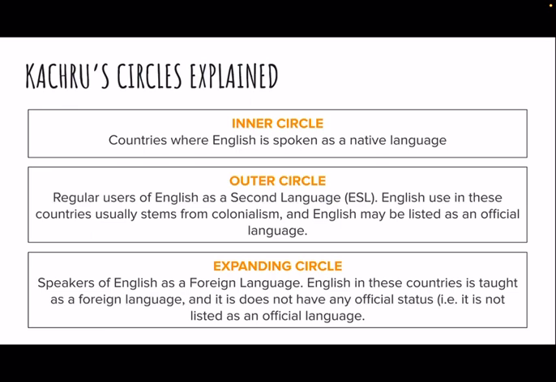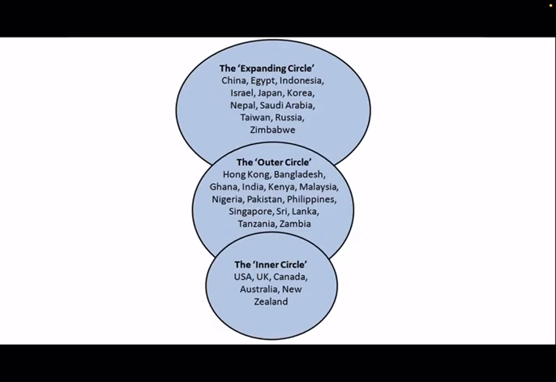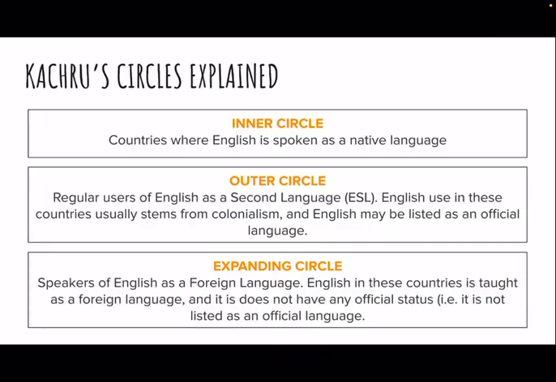Alright, the inner circle is countries where English is spoken as a native language. And if we look at the inner circle here, it's pretty straightforward. It includes the USA, UK, Canada, Australia, New Zealand, anywhere where we know that English is the predominant language, and we would expect to be able to go there and speak English to pretty much anyone.